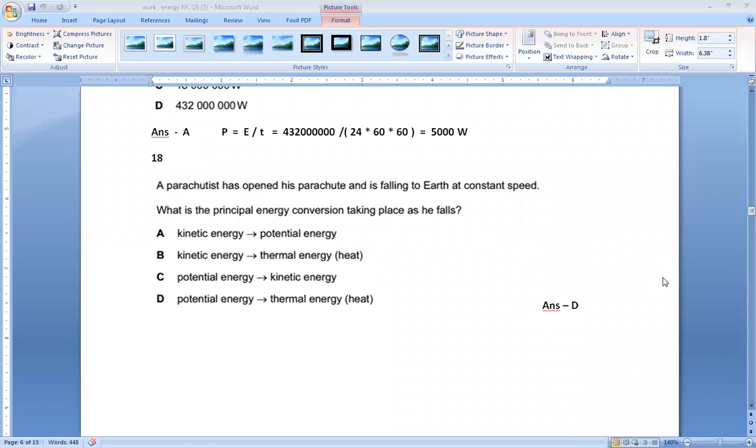Because he's falling, potential energy is decreasing. It's changing into some other form of energy. But speed is constant, that's why kinetic energy is not changing. So kinetic to potential is not possible, kinetic to thermal not possible, potential to kinetic is not possible because potential is changing but not into kinetic energy. So the final option is D, potential into thermal energy. The potential is changing into heat.